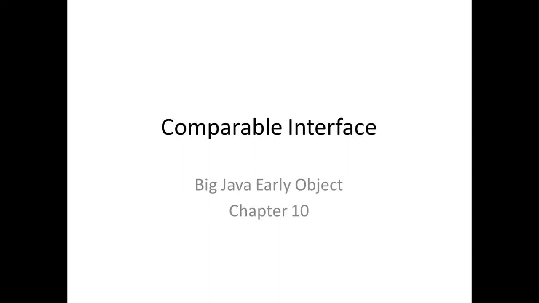Good afternoon. With respect to the earlier video which I posted for the overview of arrays, lists, and sets, I closed the video saying that if you are going to add elements in a TreeSet, it is expected that the elements which you are going to insert in the TreeSet have an interface named Comparable already implemented in their class.